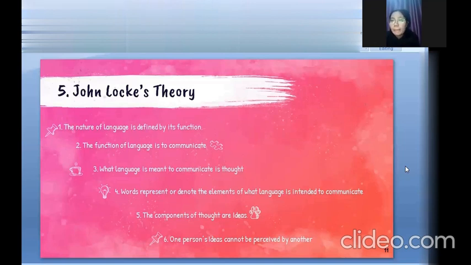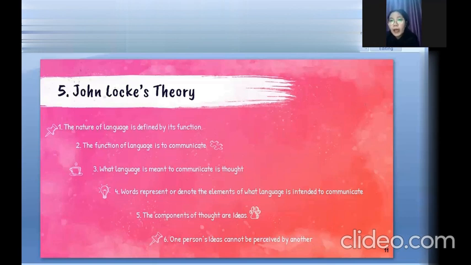For number 2, we have the function of language is to communicate. In this point, language allows us to communicate our thoughts, feelings, and ideas with others. It has the ability to both develop and destroy societies as well.